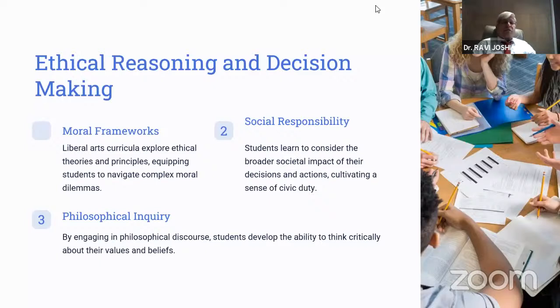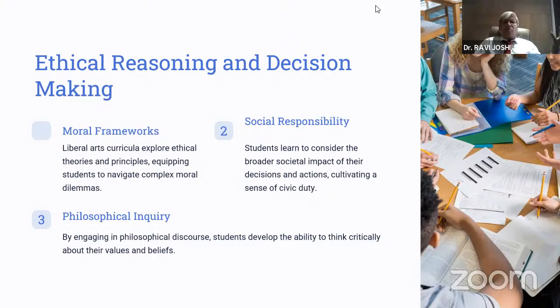I think the professors, specifically the faculty from liberal arts and humanities, are teaching. No doubt, some faculty and some institutions give emphasis to the development of these skills. But if you see on the larger canvas, these are missing, which results in a lack of employability. And that's why the liberal arts curriculum should explore ethical theories and principles, equipping students to navigate complex moral dilemmas. Because this is very important especially for liberal arts students.